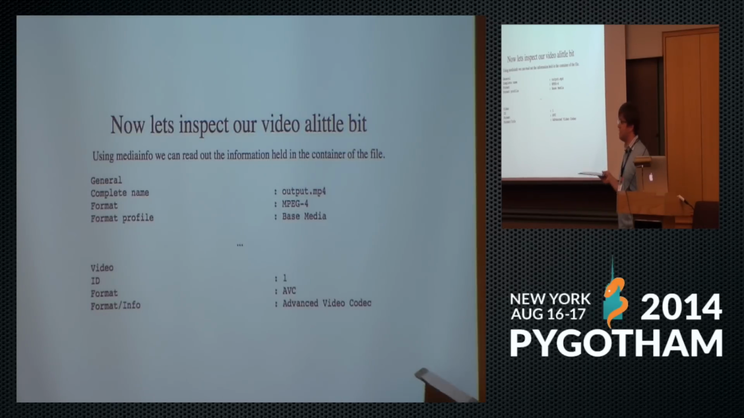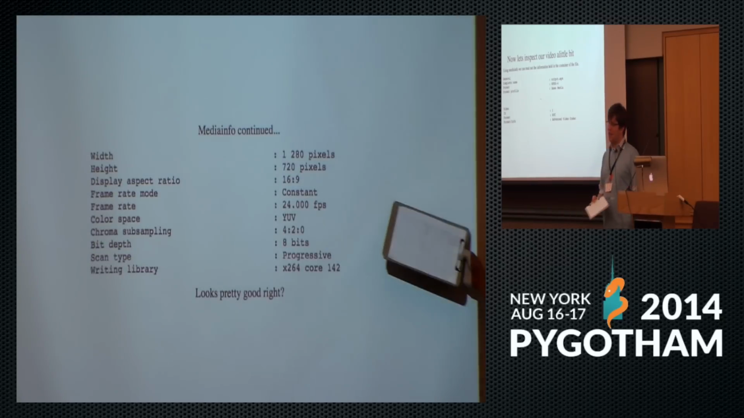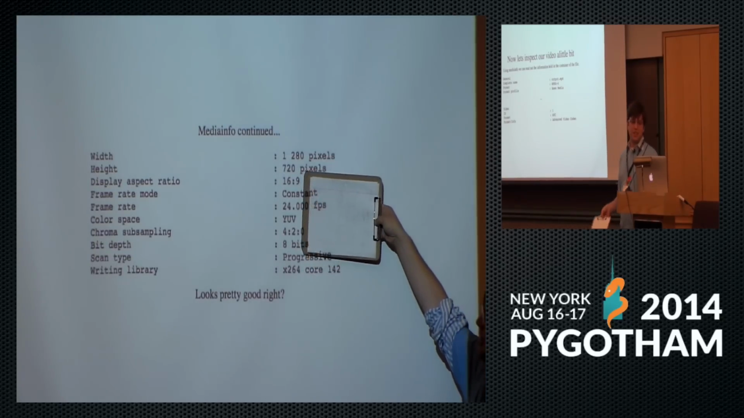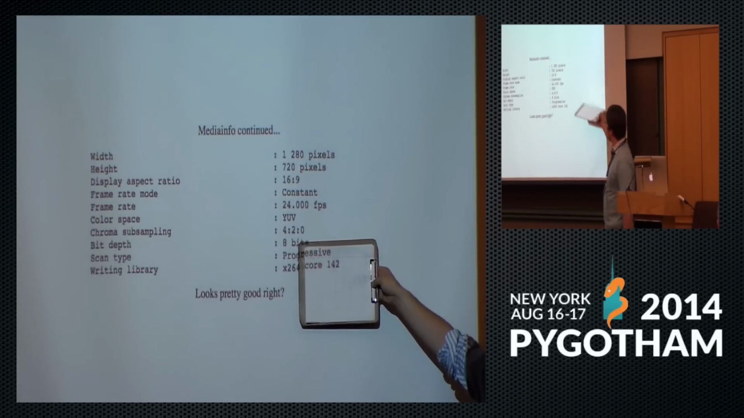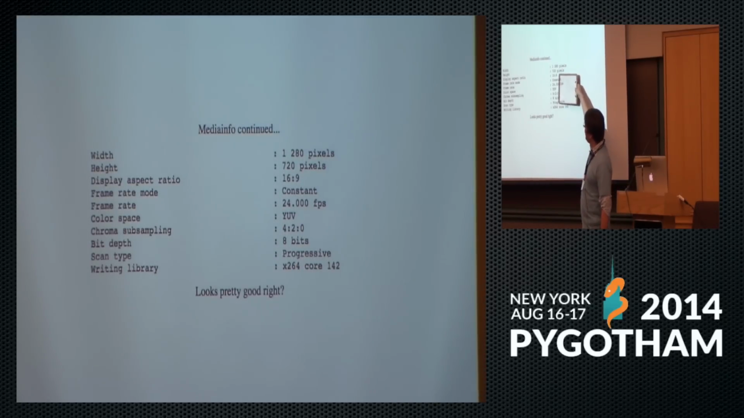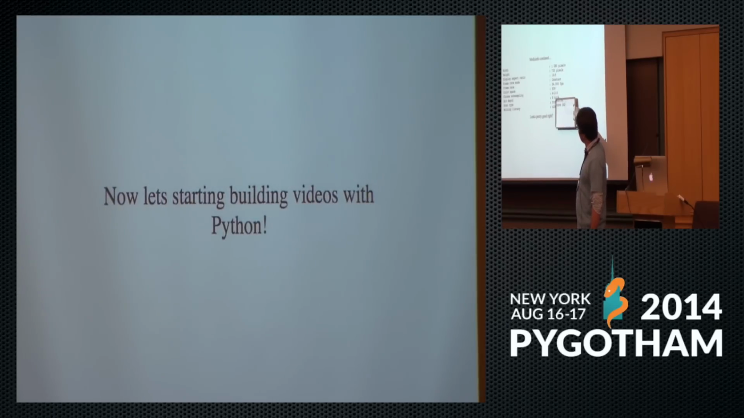Here is a dump that we can see from MediaInfo. It's showing that we got the right stuff. ABC, that's x264. Everything's looking good right now. Still looking gravy. This is our input resolution, our aspect ratio, frame rate, YUV, as I said, chroma subsampling.